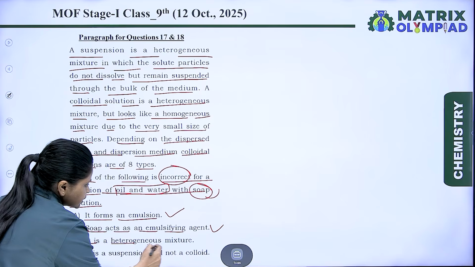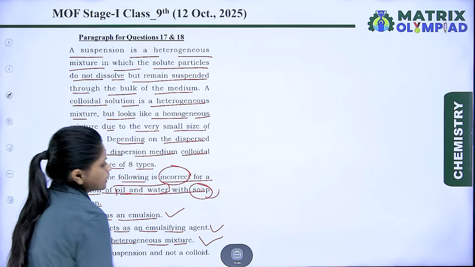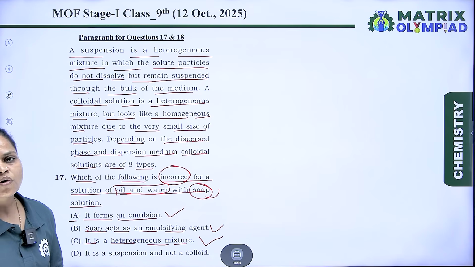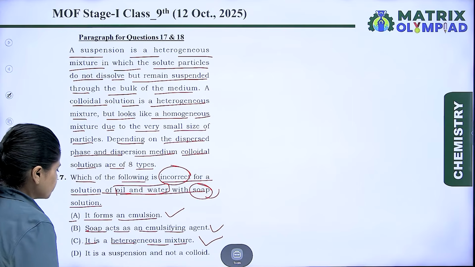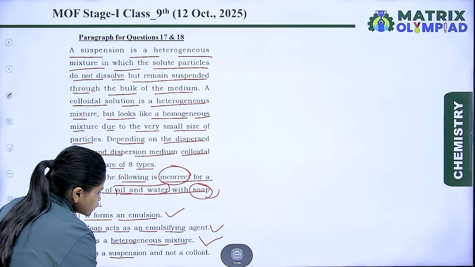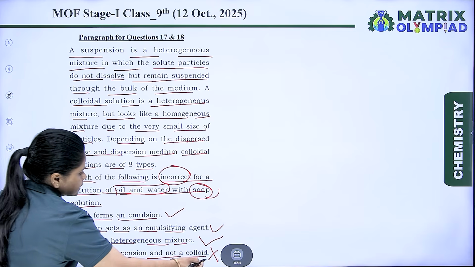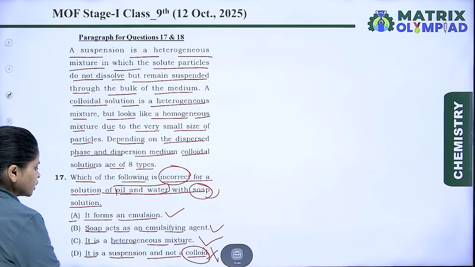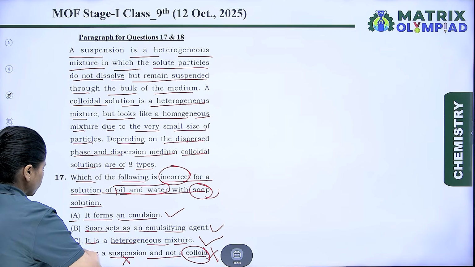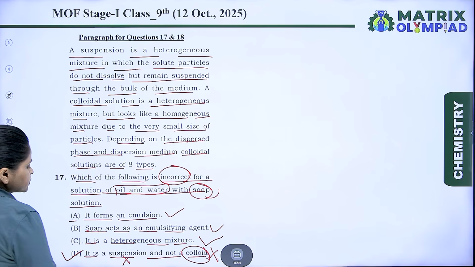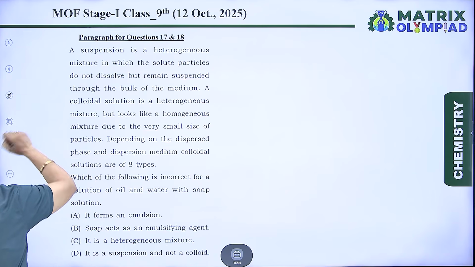It is a heterogeneous mixture. Yes, it is a colloid. So colloids are heterogeneous mixtures. It is a suspension and not a colloid. No, this is wrong. This mixture is a colloid, not a suspension. So the correct option is D. Now the next question.